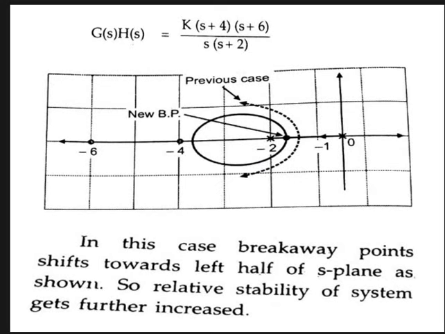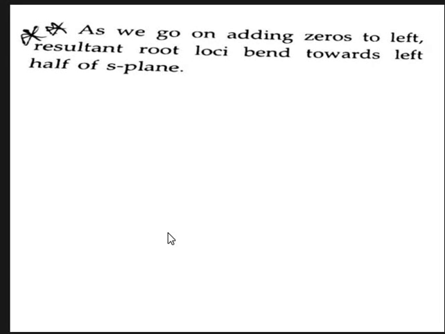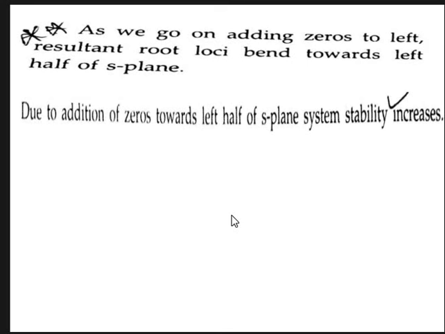So finally we can conclude what happens when open loop zeros are added to the root locus. Due to adding zeros towards the left half of the S plane, system stability increases, so the root locus moves or bends towards the left half of the imaginary axis and away from the imaginary axis. Then the system is more stable. That means system stability increases.